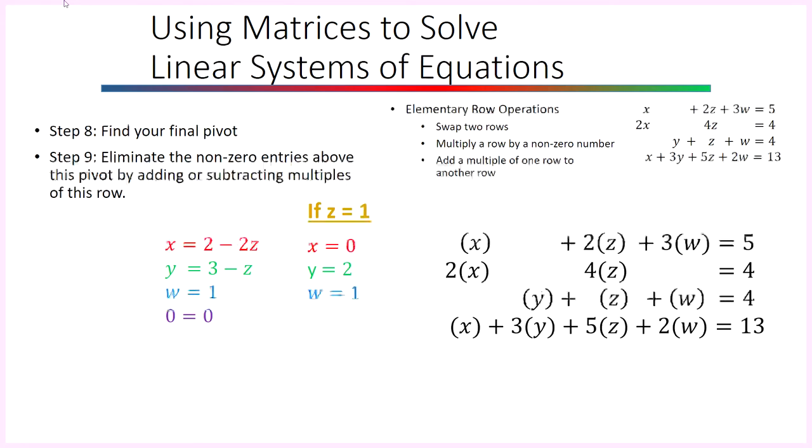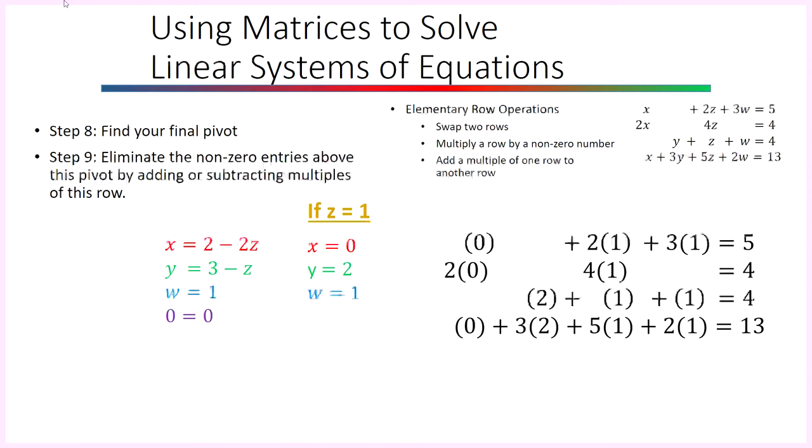Let's try one more. If z equals 1, we can see that x equals 1 and y equals 3, while again, w is always 1. So let's plug those values in. Okay, does 0 plus 2 plus 3 equal 5? Yes. Does 0 plus 4 equal 4? Yes. Does 2 plus 1 plus 1 equal 4? Yes. Does 0 plus 6 plus 5 plus 2 equal 13? Yes. So clearly, at least those solutions work. And we could choose any other potential values for z to find more options that work. It is important to realize that a linear system of equations has the potential to have either one unique solution, infinitely many solutions like in this example, or potentially no solutions at all.